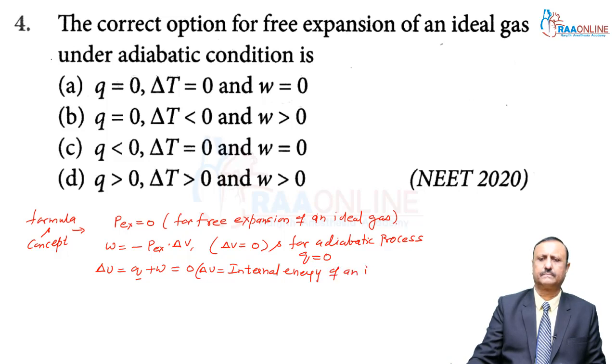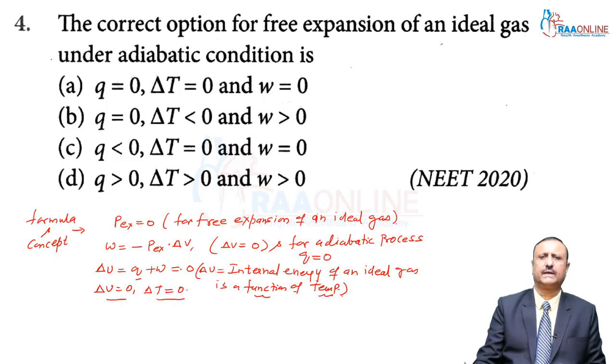The internal energy of an ideal gas is a function of temperature. So, my dear students, here you can see delta U is equal to 0. It means temperature does not increase, because the internal energy of an ideal gas is a function of temperature. So, when delta U is equal to 0, the change in temperature is also 0.